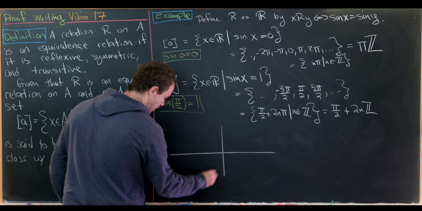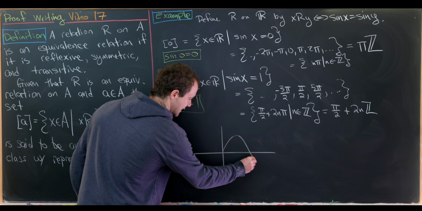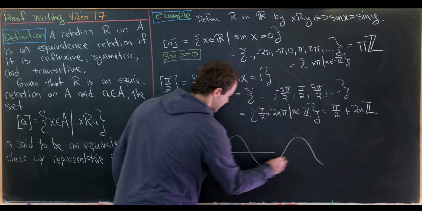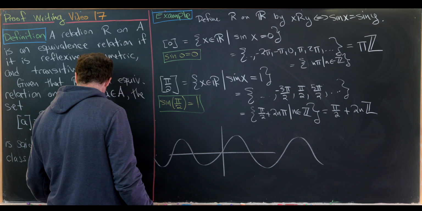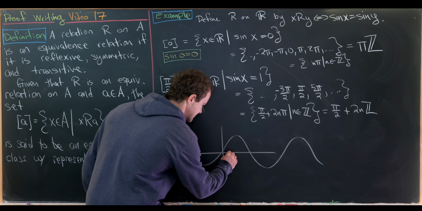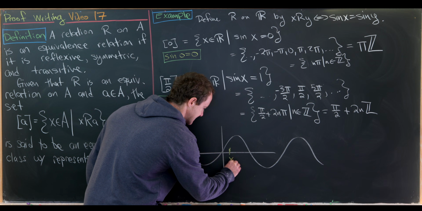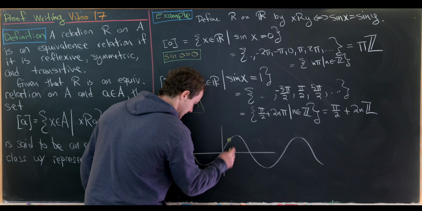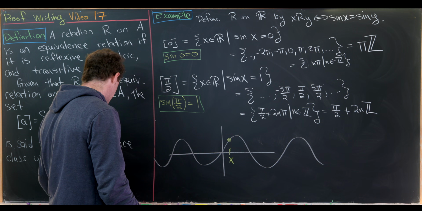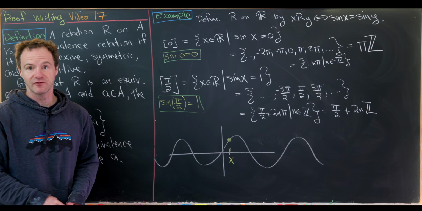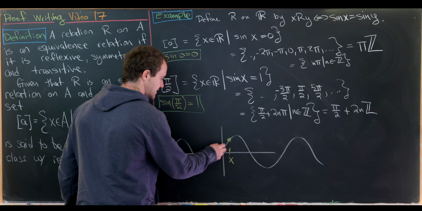So let's recall the graph of the sine function. So obviously it's periodic like this. And let's go to an arbitrary x. Let's say our arbitrary x is right here. Good. And now what we'd like to do from there is find everything else in the equivalence class of x.